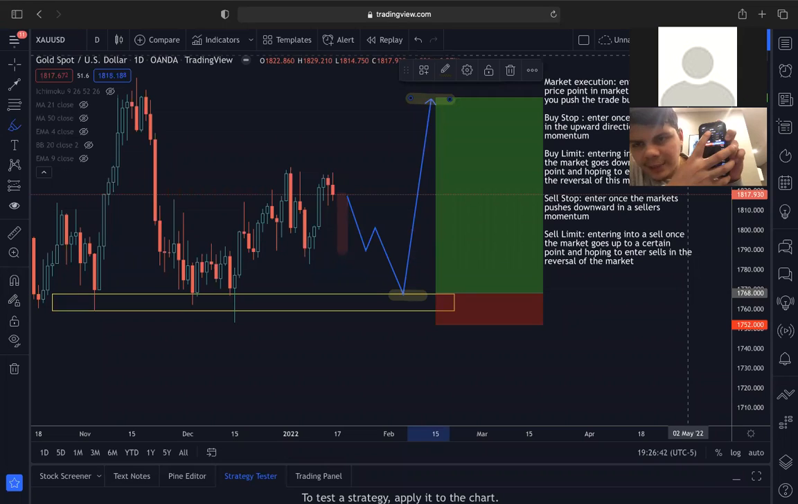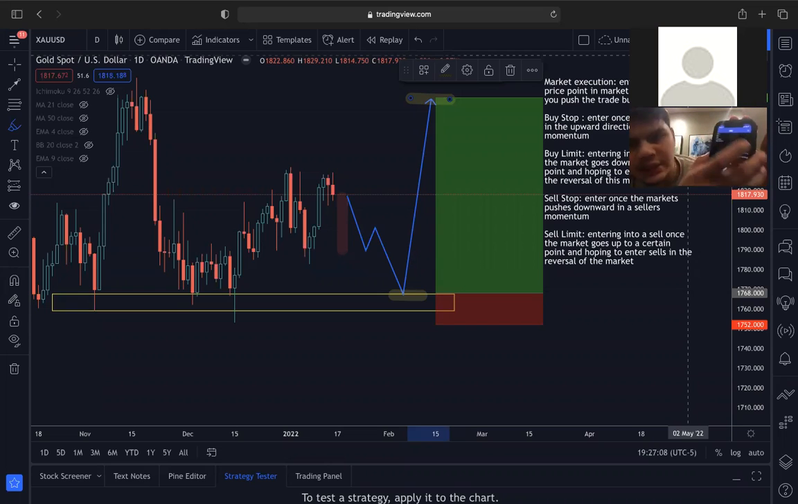Then at the very top here, right under the pair, you see where it says market execution? That's obviously whatever entry we're entering at, 1817.88. That's the first one I showed you. Well, now if you want to change them, you click on that market execution and now you can see buy limit, sell limit, buy stop, sell stop.